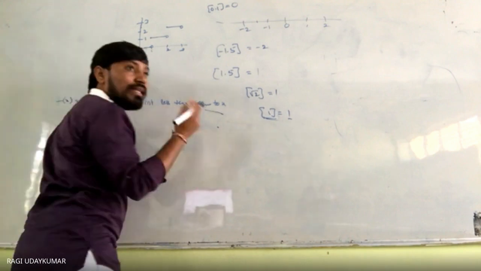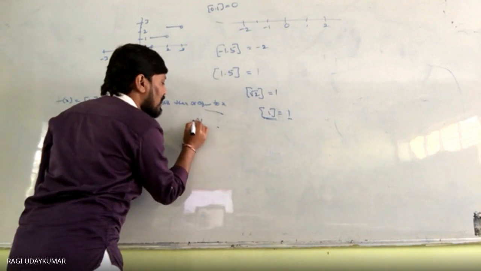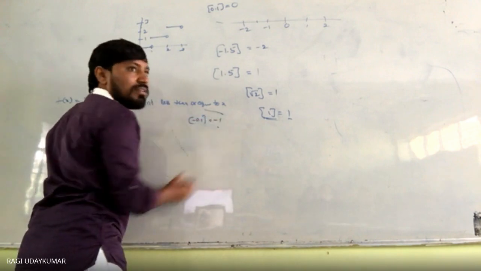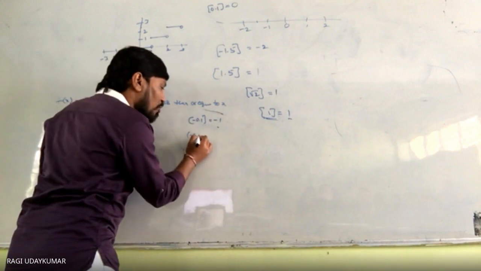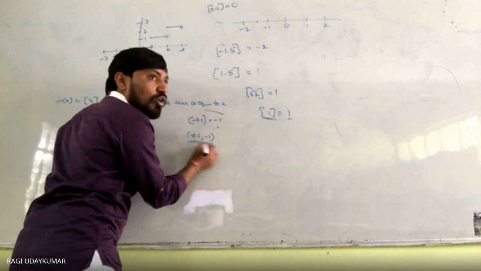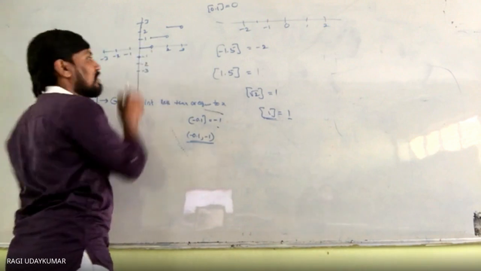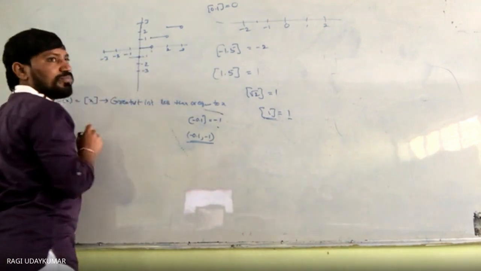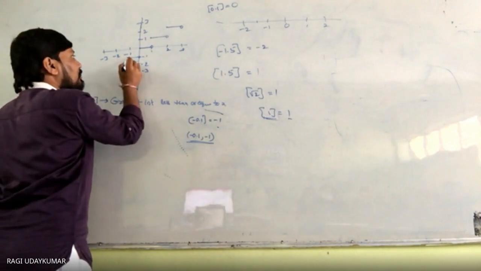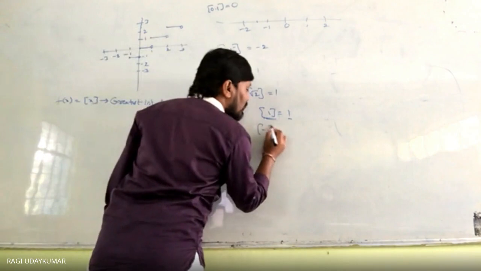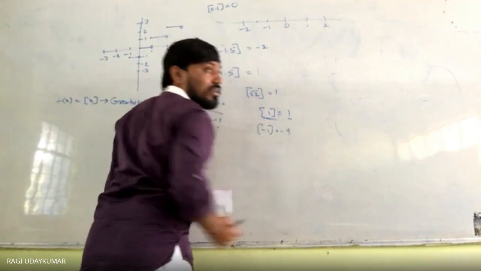Points you take into, coordinates you take into. Suppose I am substituting minus 0.1. So what is the answer? Minus 1. That means minus 0.1 comma minus 1 is the one coordinate. So where are we going to have that one? Approximately here. So from here to here, when you take the minus 1, minus 1 comes.